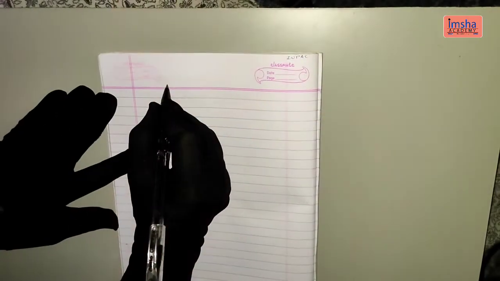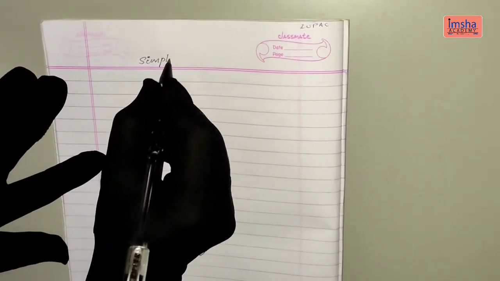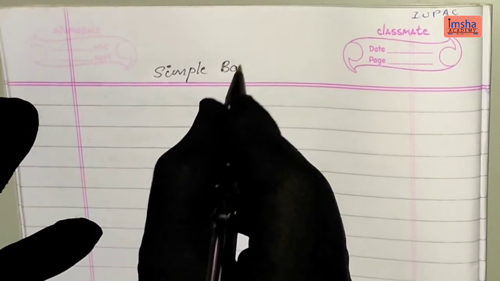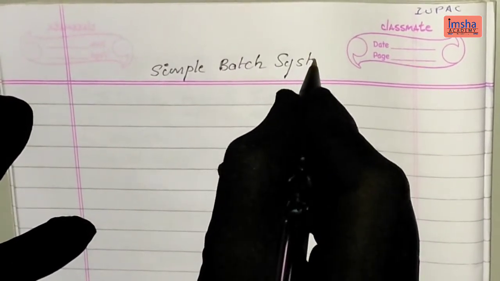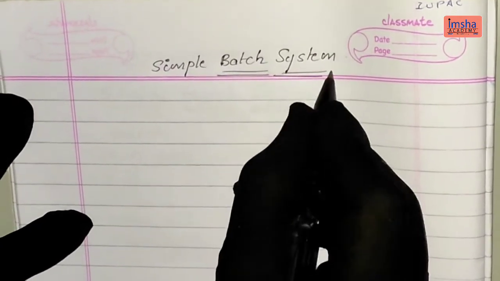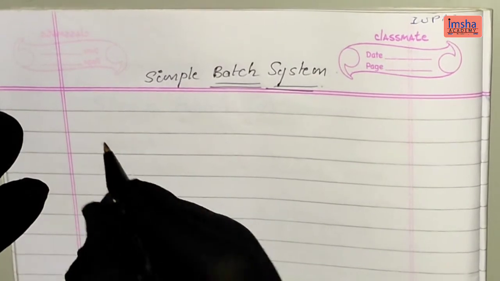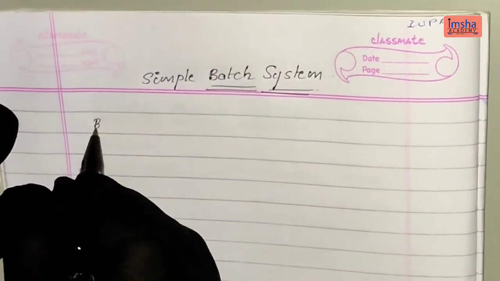Hello everyone. Today I'm going to explain to you about the simple batch system. This is one of the types of operating system. Before knowing what a batch system is, first we must know what a batch is.